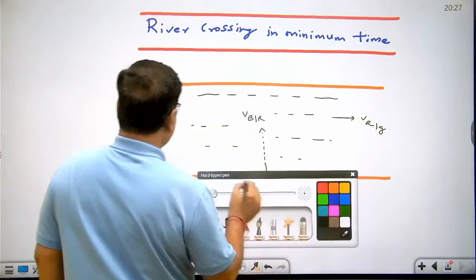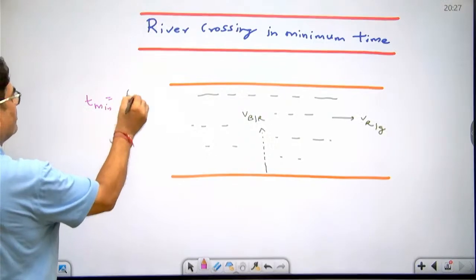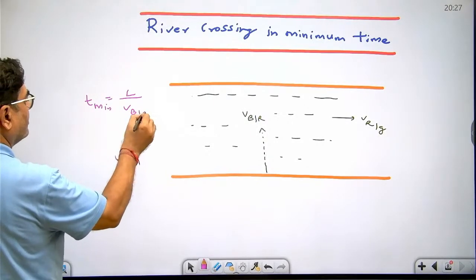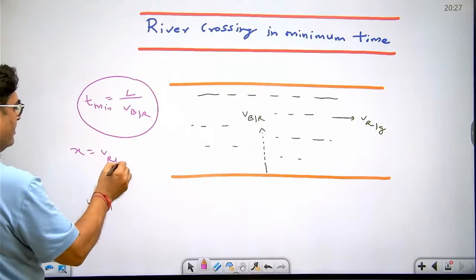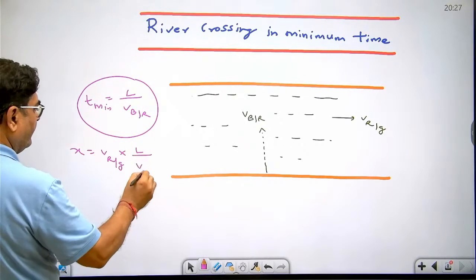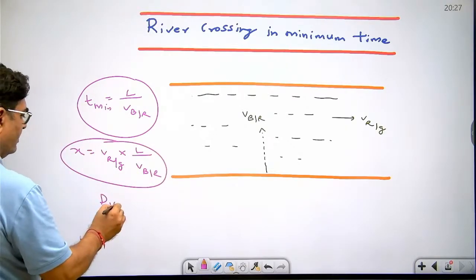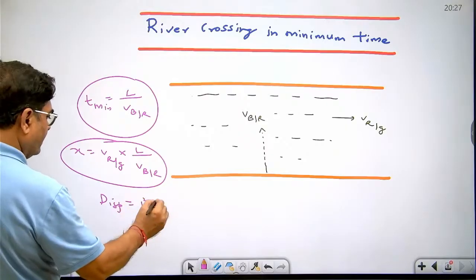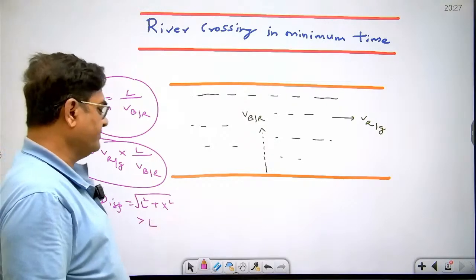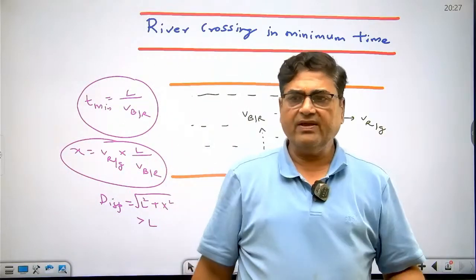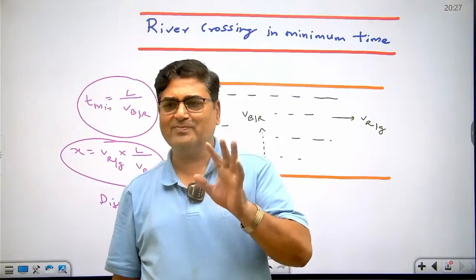Dear student, in this situation, the time taken to cross the river is minimum and that is equal to L upon VBR. And what is drift in this case? Drift is VRG into L upon VBR. This is drift. And what is displacement? Displacement of the boat or river is square root of L square plus X square. This is more than L. So what are you observing? During river crossing in minimum time, the path length is not minimum, it is more than minimum.